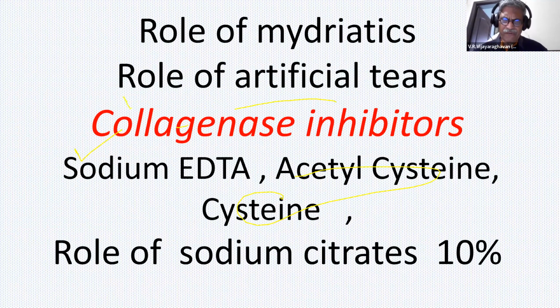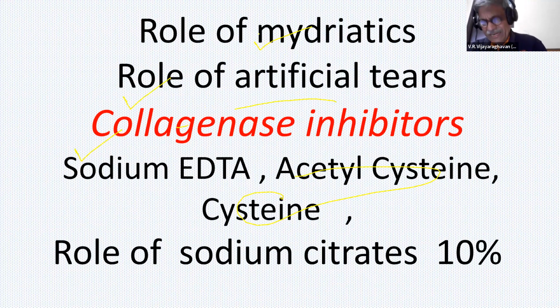I already told you about the role of artificial tears. Now, the role of mydriatics. Never forget, when a chemical injury has occurred, naturally you can expect the chemical would have entered your eye. That means you would have developed uveitis, iriditis, iridocyclitis. These types of inflammations may be there in the patient.